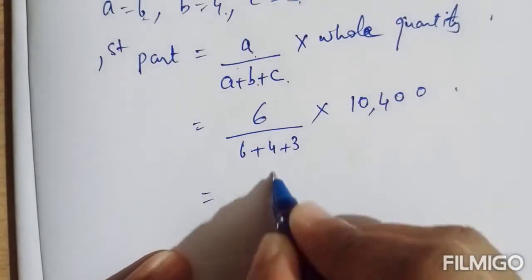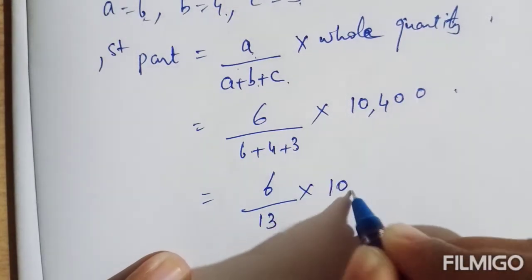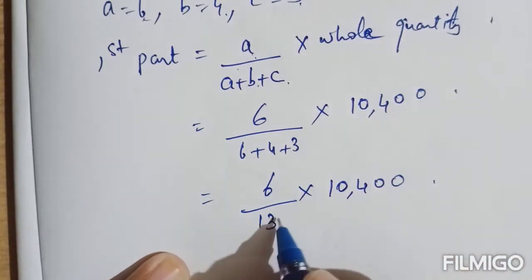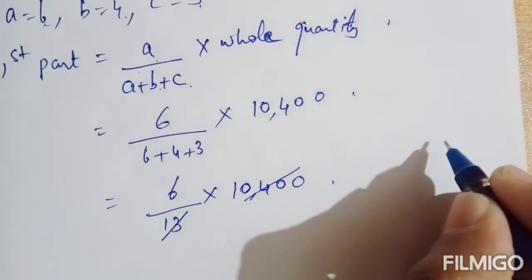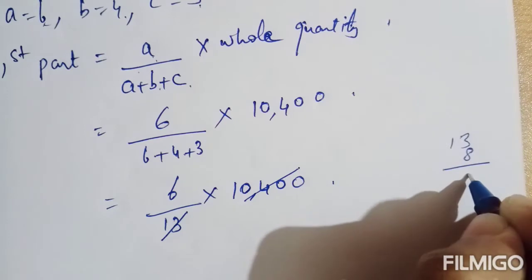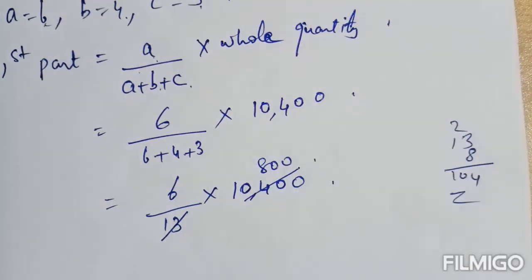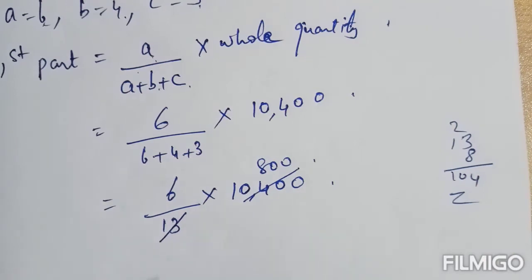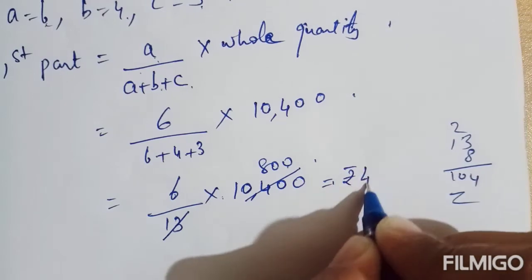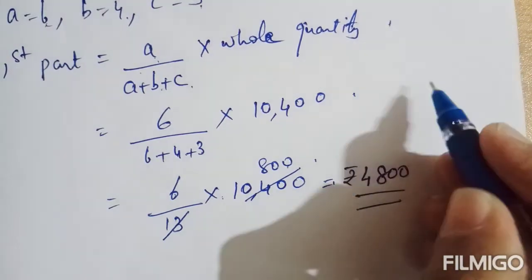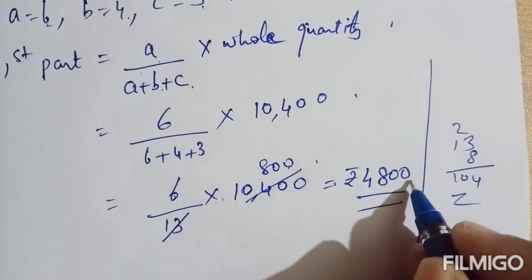Okay, so 6 by 6 plus 4, 10 plus 3, 13 into 10,400. Now 13 and 10,400 we can divide. 13 into 8, it is 104. So 800 will be here. Okay, 800. Now 6 into 800, you will get rupees 4,800. So first amount or first part, it is rupees 4,800.